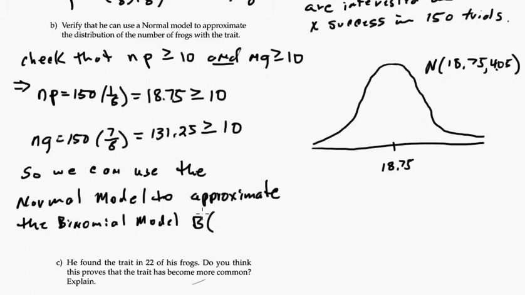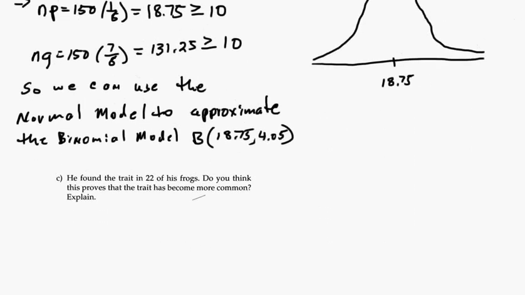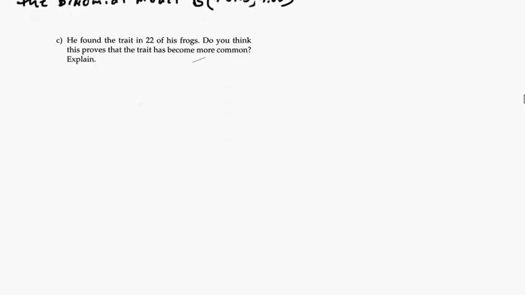And we could use this notation here as well. So all we've done now is check the conditions. Now we read that the professor found 22 frogs have the trait. So x equals 22.